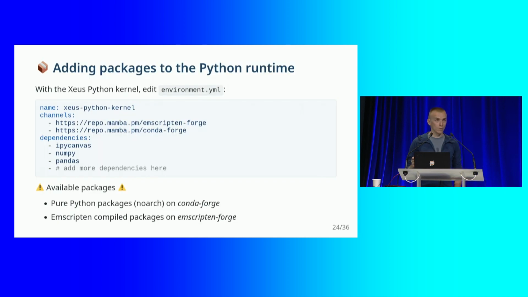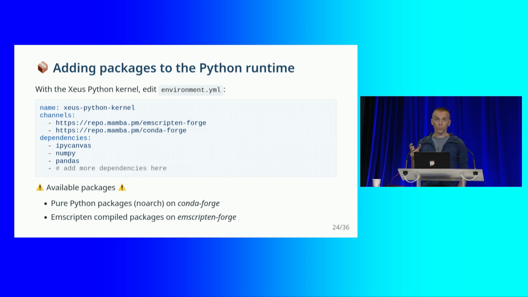But then you might wonder, how do I add packages to the Python runtime? To do some meaningful work, you need to have some Python packages, or packages in general, installed. Here I'm just taking the example of the Xeus Python kernel, which reuses the conda-forge approach. There is an environment.yaml file, and there you can specify the dependencies you would like to have. So we have IPyCanvas, NumPy, and Pandas.